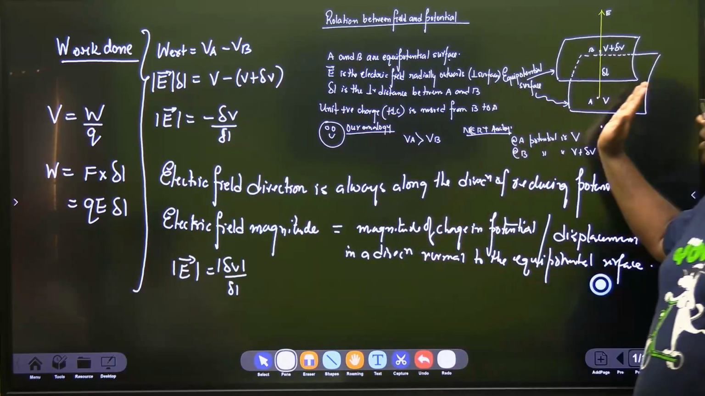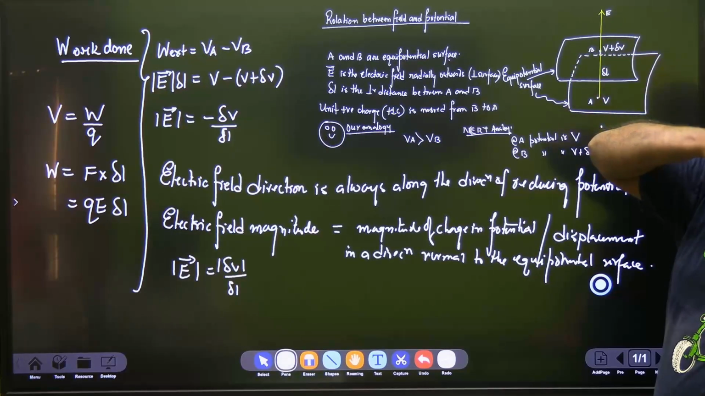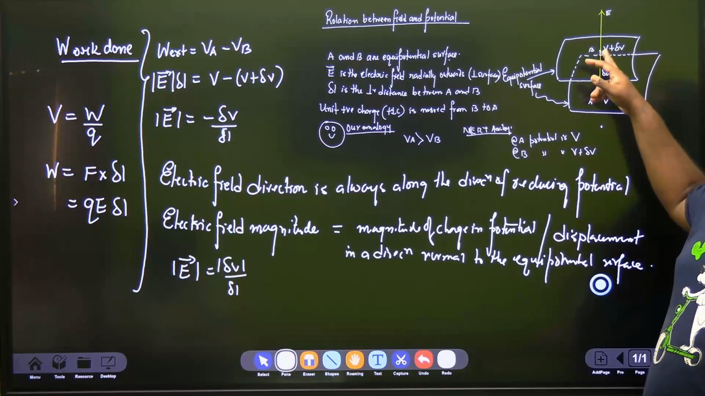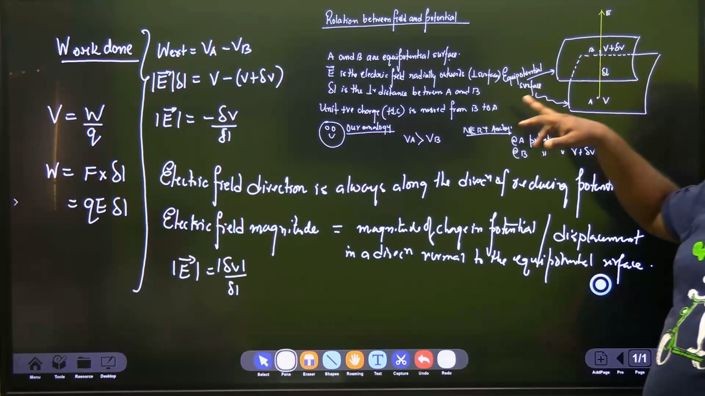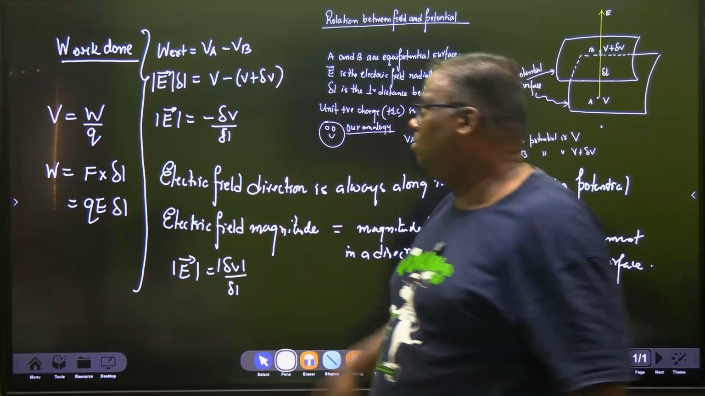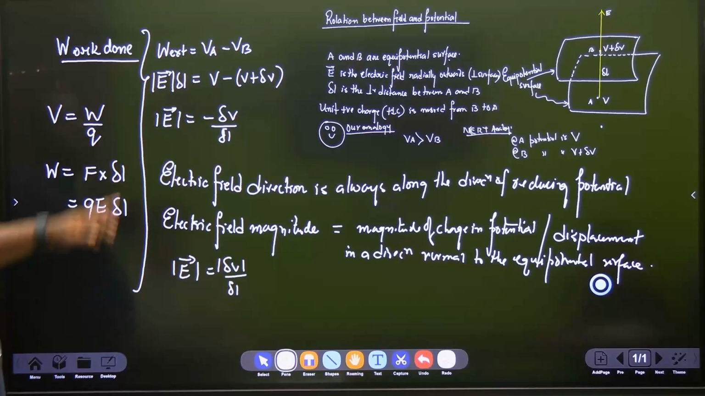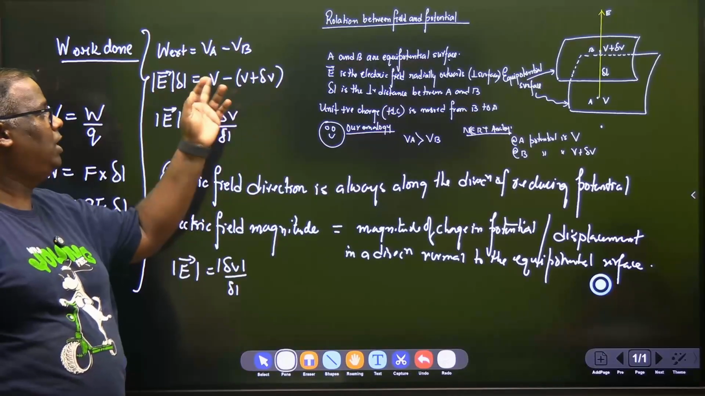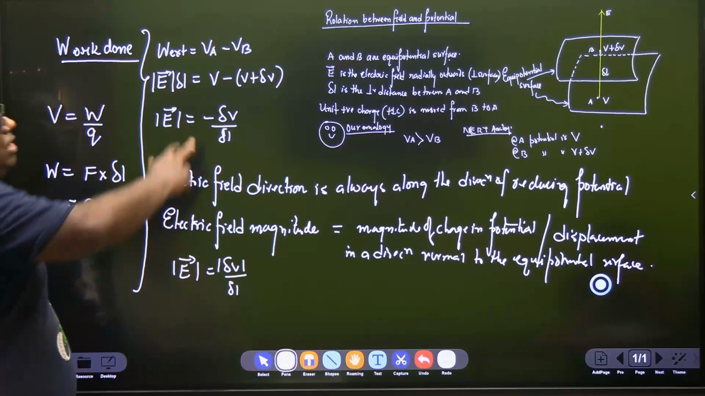It's a negative gradient. The more you go on top, the voltage is reducing further and further, which was our concept also. We said you keep this as V and this as V plus delta V. They said this is V plus delta V. Now you are moving a charge. What is the external work done? The external work done is VA minus VB. No doubt about that. VA is V and VB is V plus delta V. So finally you are getting a negative. So the electric field magnitude is found from a negative gradient.